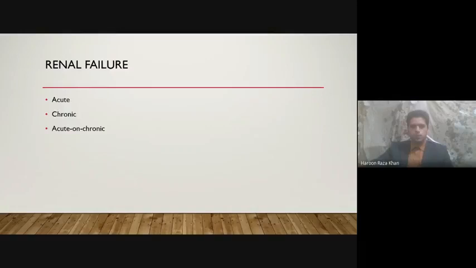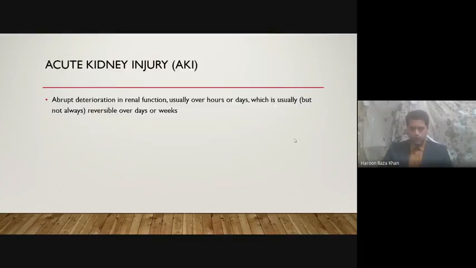First, we will talk about acute kidney injury. This is mainly an abrupt deterioration in the renal function, usually over hours or days, which is usually but not always reversible over days or weeks. It may certainly be sudden and cause life-threatening biochemical disturbances, and is usually a medical emergency. Oliguria is a common feature. So let's talk in detail about this acute kidney injury. I've just defined this condition.